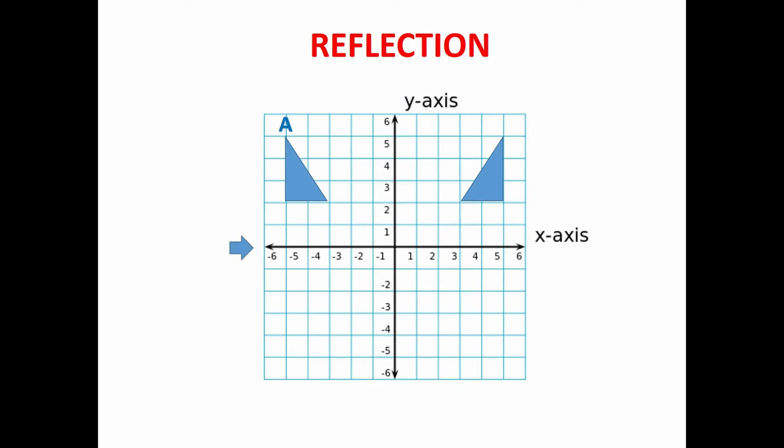You may need to reflect your shape across the x-axis as well. Same as before. Just count how many squares the corners are from that mirror line. So A here again is 5 squares, and then join in the rest of the dots and you've got your reflected shape.